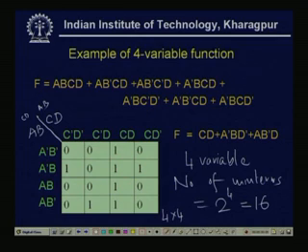So, for all possible combinations of a, b, that will be a bar b bar, a bar b, a b and a b bar. We can write these in a different way also: this can be 0 0, 0 1, 1 1 or 1 0. Similarly, this c, d value can be 0 0, 0 1, 1 1, 1 0.